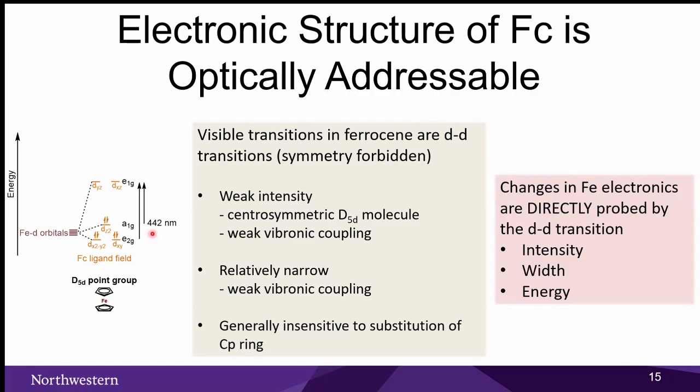But what that means is that if you see a change in the color, you're directly probing changes in the energy or the symmetry of those orbitals. So if you see a change in the intensity, that means that you've broken the symmetry of this transition. If you see increases in the width, that means that there's more delocalization in either the donor or the acceptor orbital. And if you see a change in energy, that means that you're changing the relative energies of these orbitals. So the UV-vis actually has some interesting information it can provide to you.